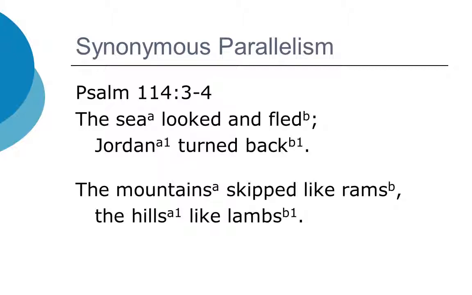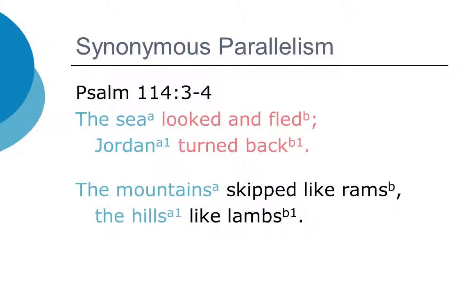The same with verse 3 and 4. The sea looked and fled, Jordan turned back. Verse 4, the mountains skipped like rams and the hills like lambs. The sea parallels Jordan. Looked and fled parallels turned back. Verse 4, the mountains parallels the hills. Skipped like rams parallels like lambs. And so again, you see this parallel of thought. So it's not sound rhyme, but thought rhyme.